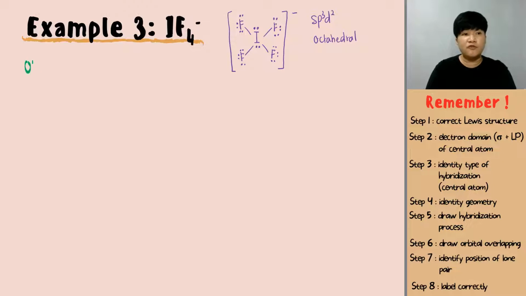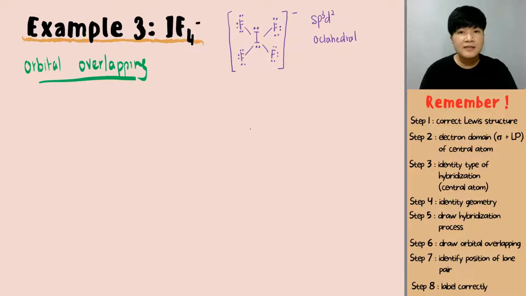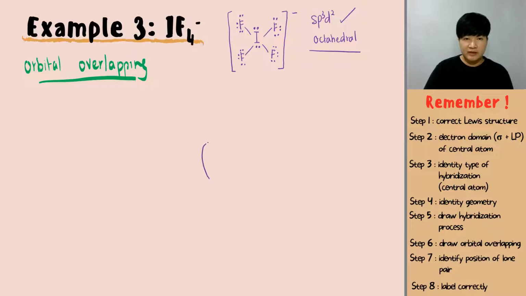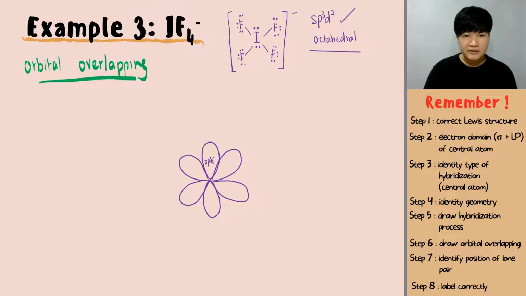So next, let's go for the orbital overlapping of your IF4 minus. As always, guys, we start off with our central atom. Your central atom I over here having an octahedral shape with the hybridized orbital of sp3d2. So let's draw the central atom. That is my sp3d2, sp3d2, sp3d2. Label every single orbital that you have drawn. And that is for my iodine.